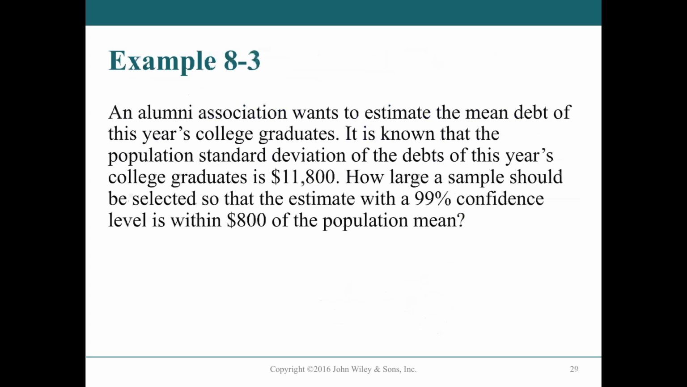Here's a good example. An alumni association wants to estimate the mean debt of this year's college graduates. It's known that the population standard deviation of the debts of this year's college graduates is $11,800. Yes, s has no place in an n calculation. Also, there's no proportion here either.